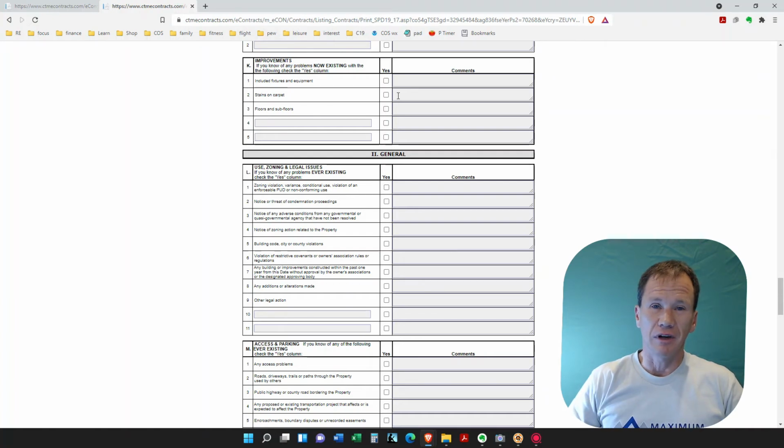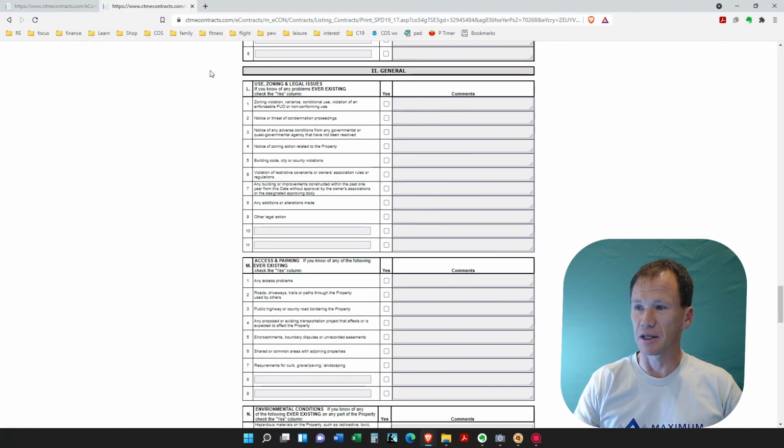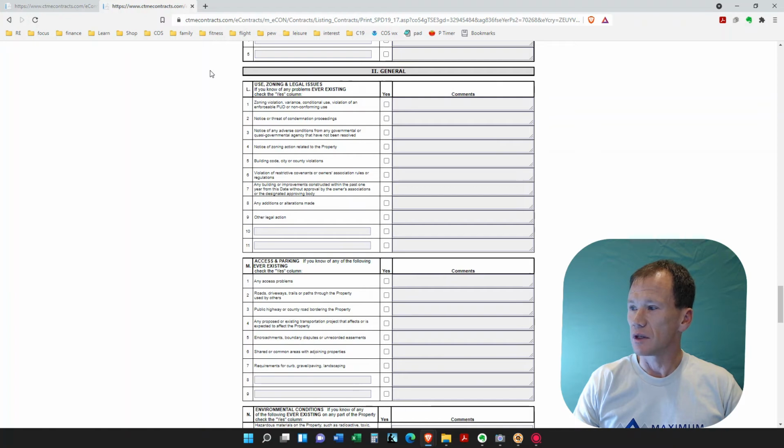So now, if you've got a stain on the carpet and you covered it up in staging or whatever, that's fine. But just know you need to disclose it. Don't leave something like that behind for the buyer and force them to just suck it up when they move in. So if you've got stains, comment. Any problems now existing with floors or subfloors? Again, check yes. General. We're almost done here, by the way.